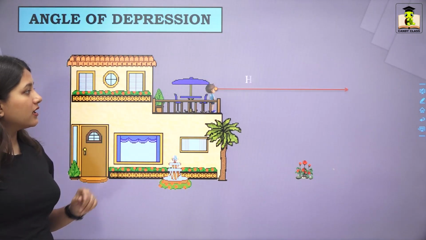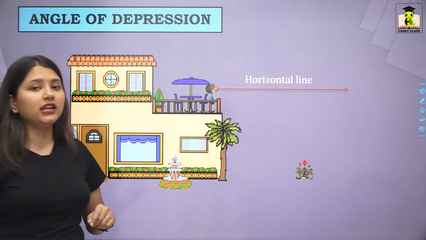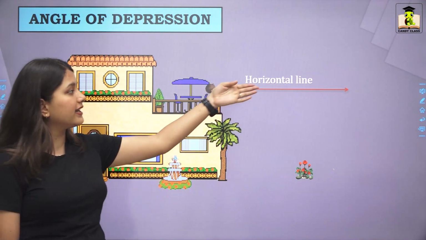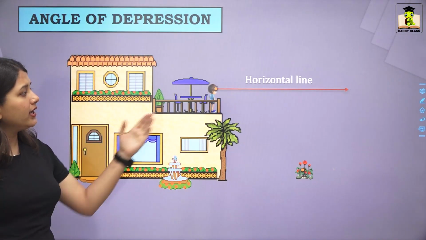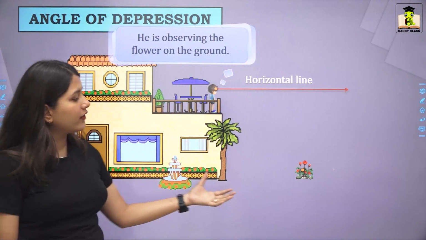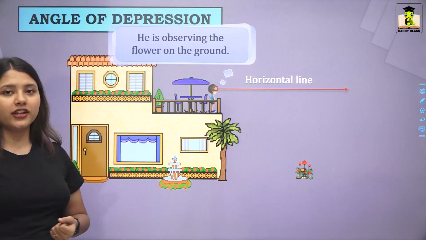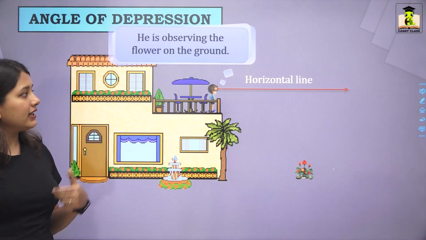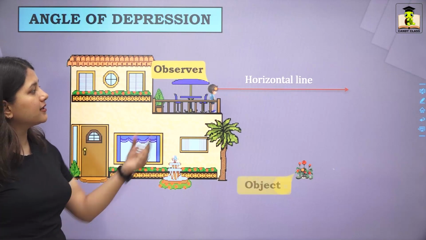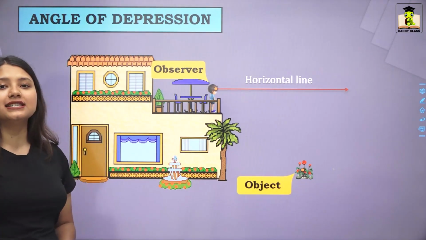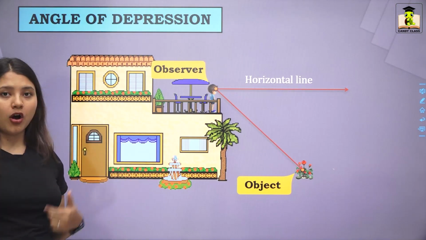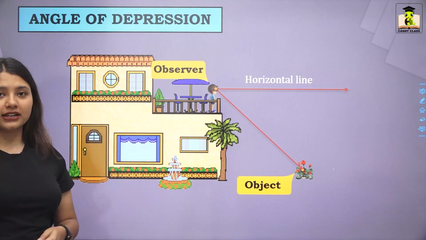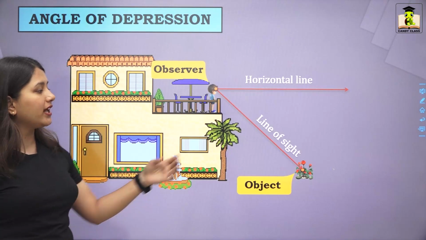And this line is known as the horizontal line because it is parallel to the ground. And now he is looking and observing the flowers on the ground. In this case, the observer is Rohan and the object is flowers. And the line between them, observer and the object, is known as what? Line of sight.